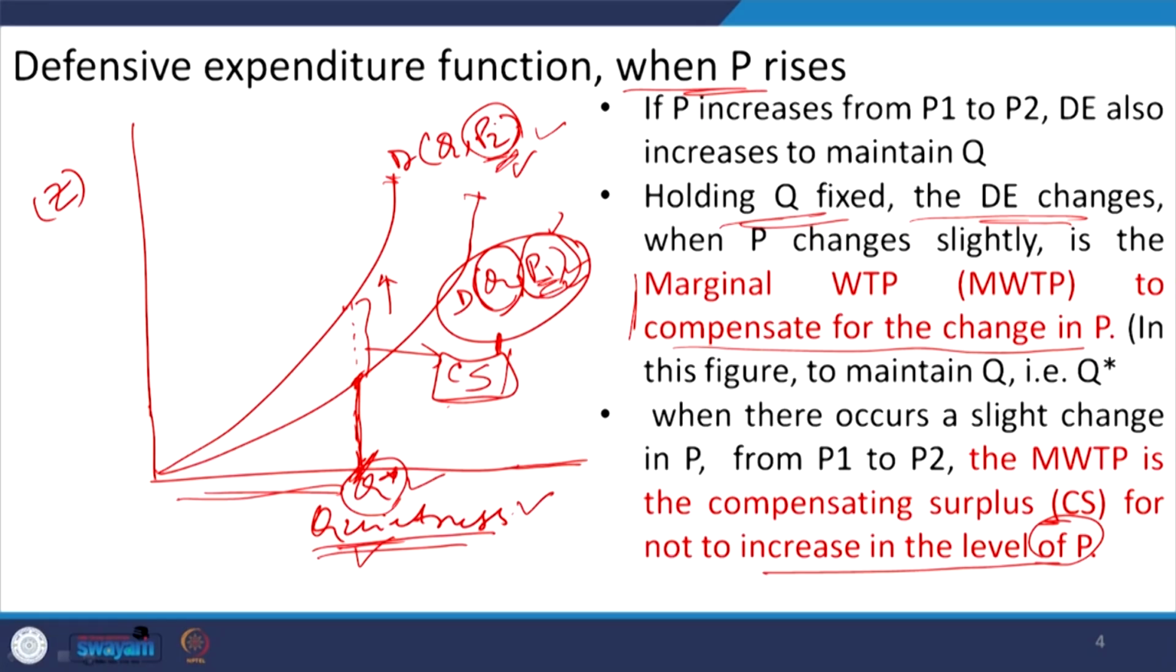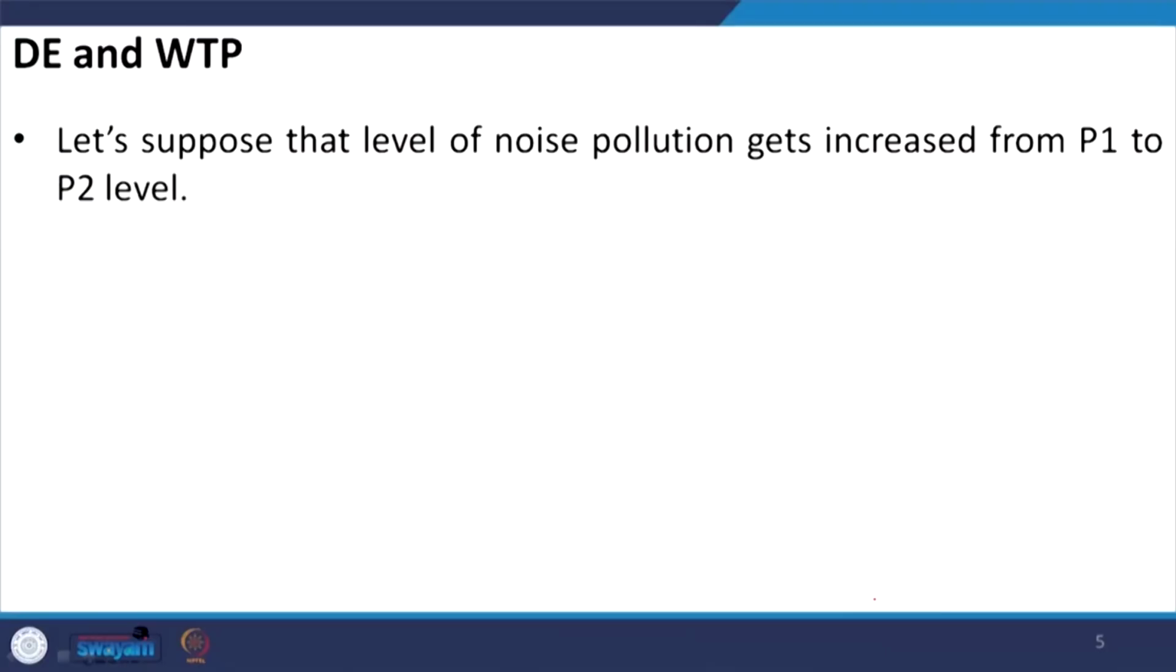So, this is how we can say that when the pollution, or any kind of environmental quantity or quality we are focusing on, is changing, then accordingly the defensive expenditure function would be changing, and from this change in the defensive expenditure function we can find out the marginal willingness to pay, which is known as the compensating surplus for the change in the environmental quality. So, now we will try to link how this defensive expenditure and willingness to pay are related, or how they can be correlated.